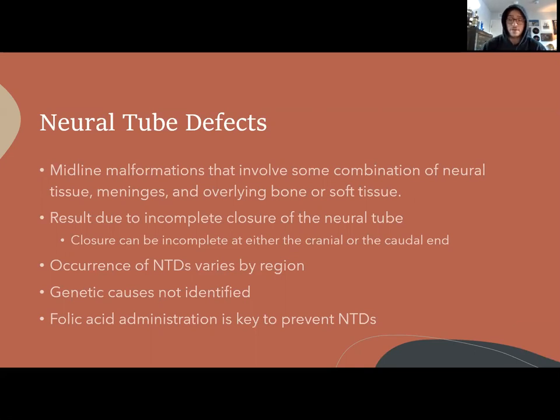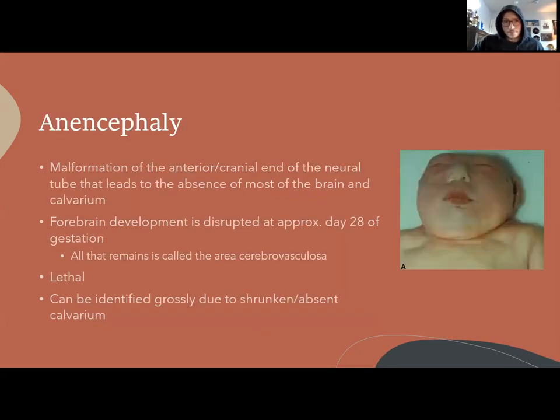And if you have a family history or personal history with having children who have these defects, they will actually recommend that you take 4,000 nanograms daily upon 3 months of trying to get pregnant, and then throughout the pregnancy. So the first neural tube defect we're going to talk about is anencephaly.